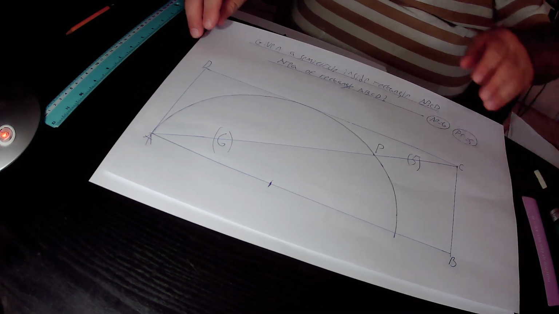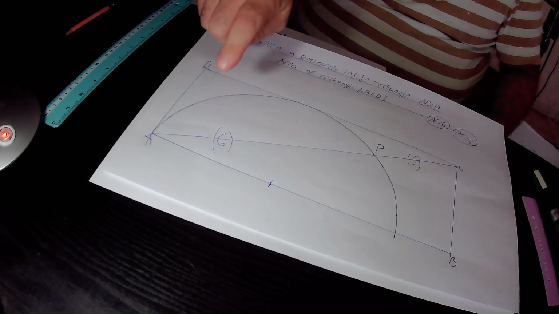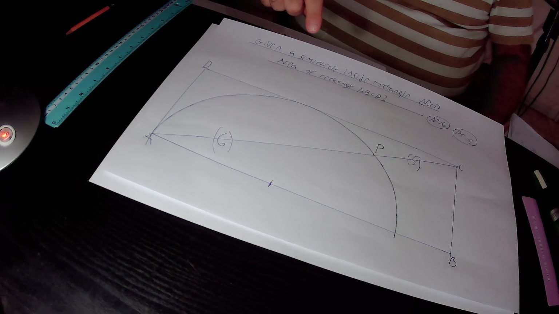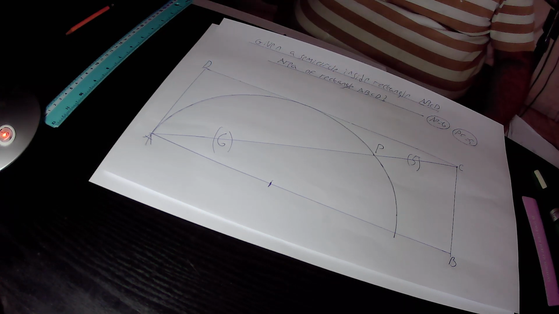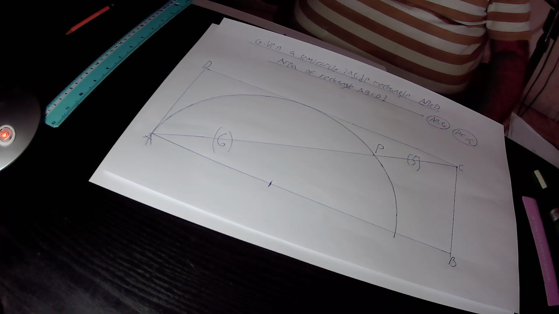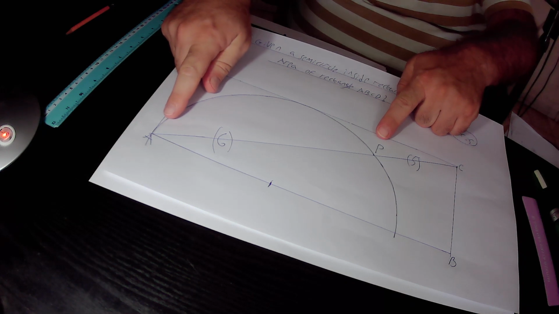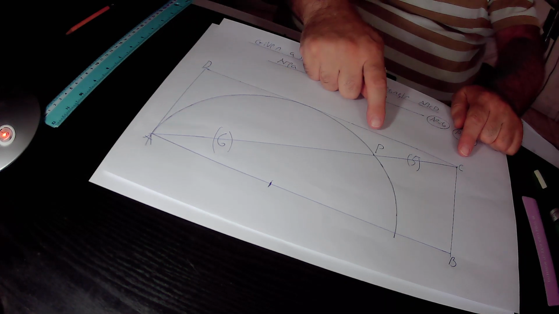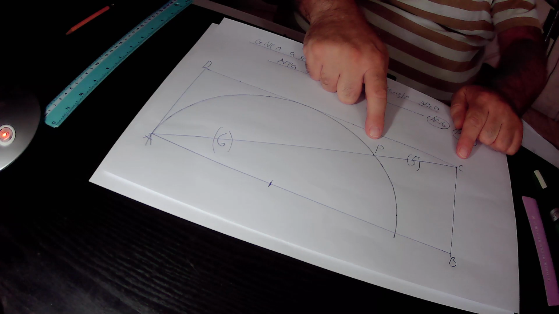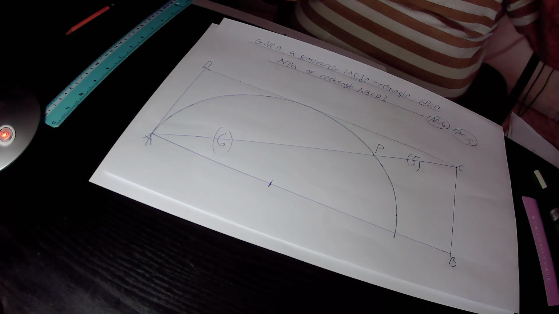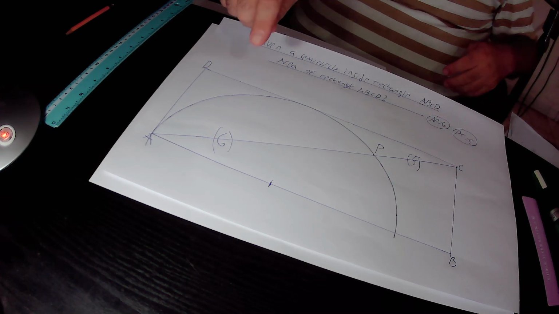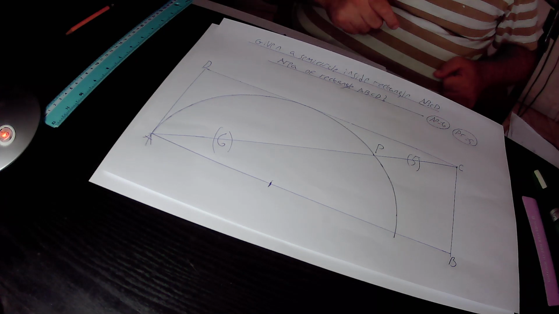In the drawing, we have the big rectangle ABCD. Inside this rectangle, we have this semicircle. In addition, you know that line segment AP equals 6 units in its length. This is line segment PC, that is equal to 5 units in its length. Again, our mission is to find out the area of this rectangle ABCD.